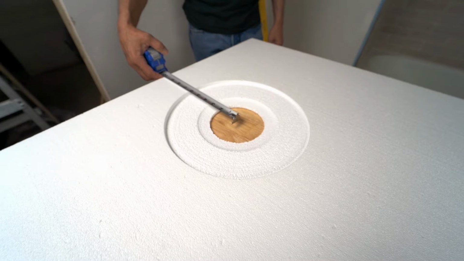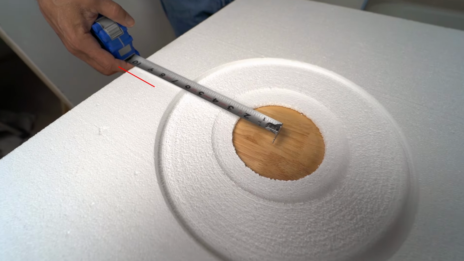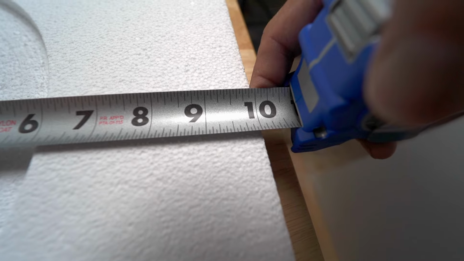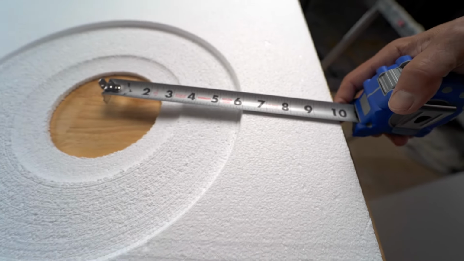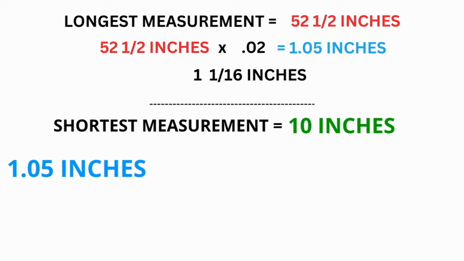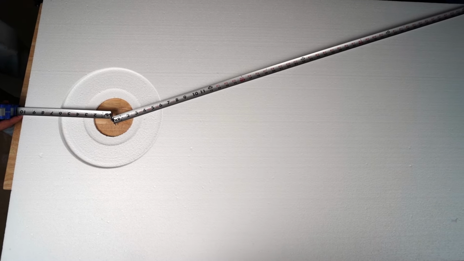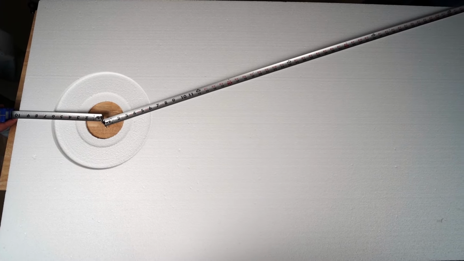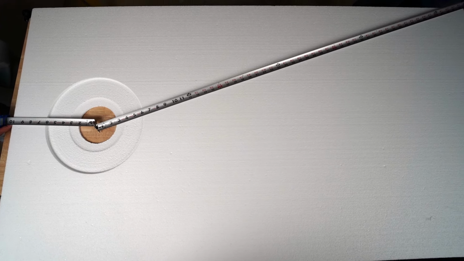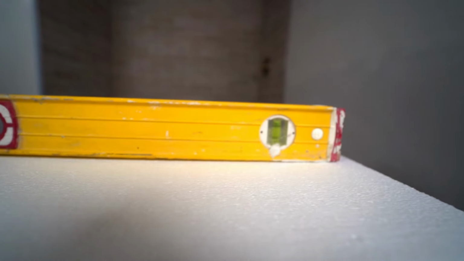Step 3, we find the shortest measurement from the drain center to a vertical surface. Here it is 10 inches. Step 4, take the slope measurement of 1.05 inches from your first calculation and divide it by the shortest measurement, which yields our steepest slope of 10.5%. As we can see here, because of the width to length ratio of the shower, combined with the drain location, it's not possible to have a level perimeter because we have exceeded the maximum 4% slope.